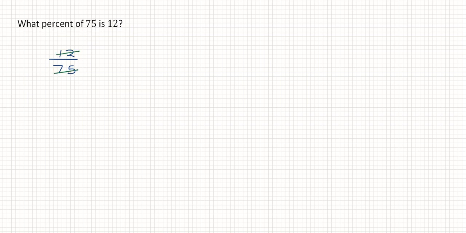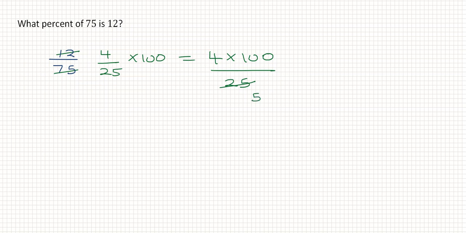We're going to try to simplify this as well. We divide by 3, we get a 4, and then we get a 25 here, and then we multiply by 100. This gives us 4 multiplied by 100 over 25. We can divide by 5 here, we get a 5. Divide by 5, we get a 20. Divide by 5, we have 1. Divide by 5, we have 4. So this gives us 4 multiplied by 4, which is 16%.